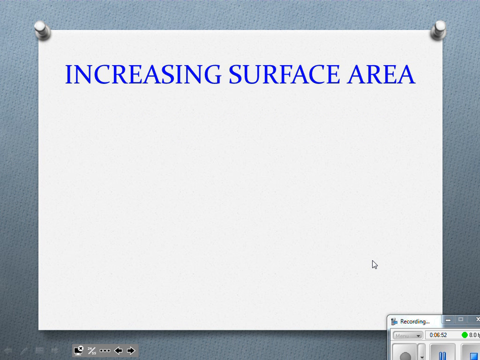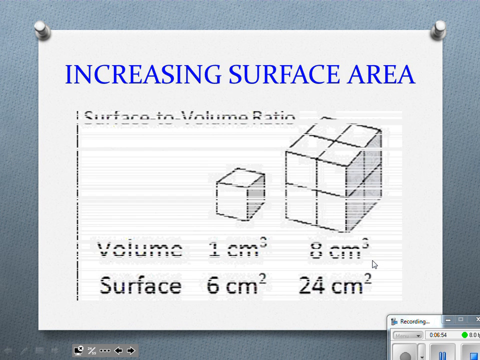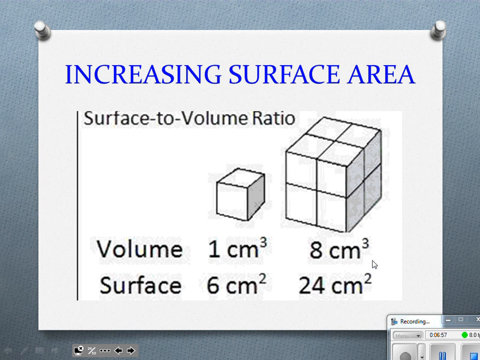Let's talk a little bit about each one of these individually. Increasing the surface area. Okay, I've got 2 blocks there. All right, I've got 2 blocks there. And when we talk about increasing the surface area, we're talking about the surface to volume ratio.